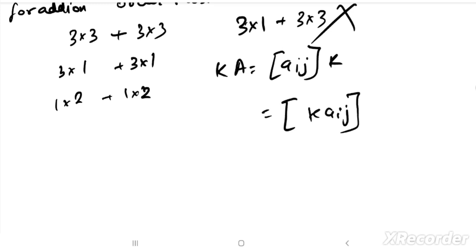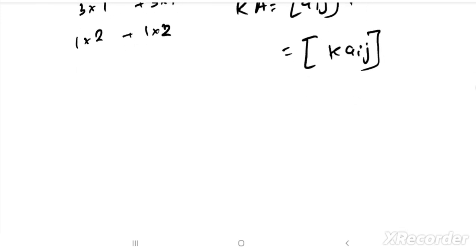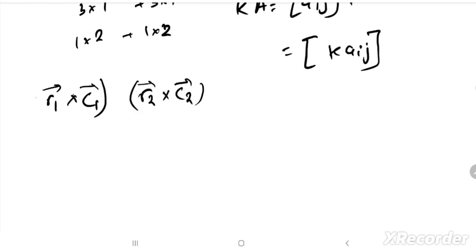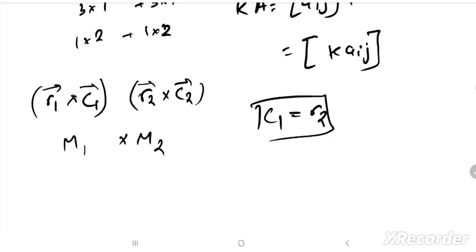with the concept known as multiplication. How is multiplication done? We are considering two matrices. Suppose one matrix has row 1 cross column 1, and another matrix is row 2 cross column 2. If you want to multiply m1 cross m2, then the condition is that c1 should be equal to r2. Basically, the numerical value of c1 should equal r2. Okay, don't mind how I write it. So for this multiplication to be feasible, c1 should be equal to r2.